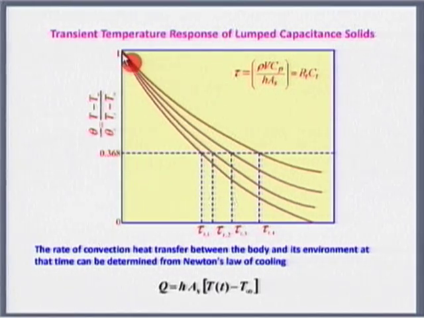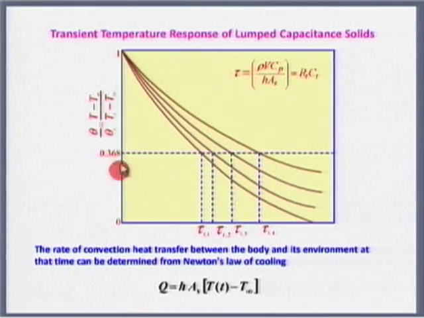Here, for example, if the temperature is dropping, one time constant is assigned here. I forgot to mention this point in this graph. The time required to drop the temperature to 0.368 times its initial temperature difference, that is what is called the time constant. If it is heating, what will be this value? 1 minus 0.368, that is 0.63, or 0.64 if you want to round it off.